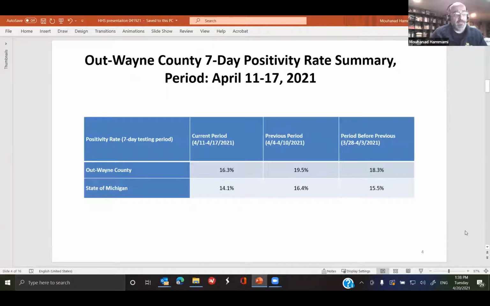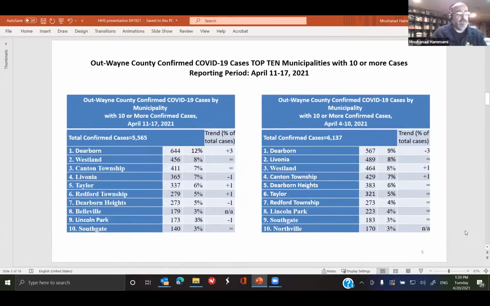And as you can see from the 2 periods before, it was on a climb from 18.3 for Wayne County to 19.5. We, as of yesterday, are at 16.3% for the county and 14.1 for the state of Michigan. So hopefully these are good signs that we are turning a page on the numbers increasing. The same applies for most of our communities that are usually in the top 10 category.